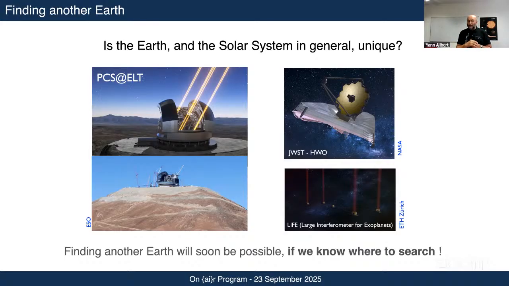And last but not least, we have this project that is led by our colleagues at ETH in Zurich, which is a set of 4 telescopes that work in tandem to be able to observe directly a planet like the Earth. So what is very interesting is that we have, or we will have in the coming years, the capacity to find other Earths. But the trick is that we need to know where to search, because it takes a lot of time to observe a planet like the Earth. And so the key is, can we know where to search? Can we know where are planets like the Earth?